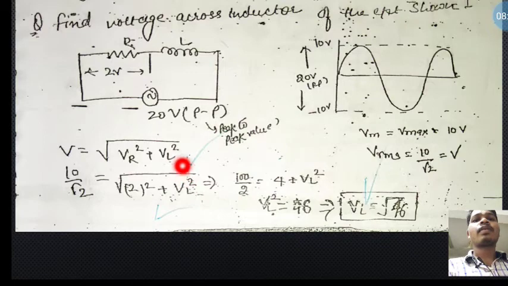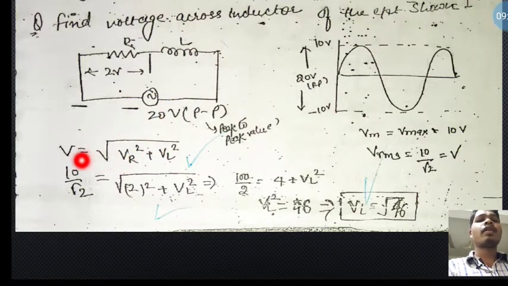Now see one question related to resistance and inductance. Find the voltage across the inductor of the circuit shown in the figure. This is the circuit which contains 20 volts peak to peak, and the voltage across the resistance is 2 volts, given, and the inductance is connected like this.